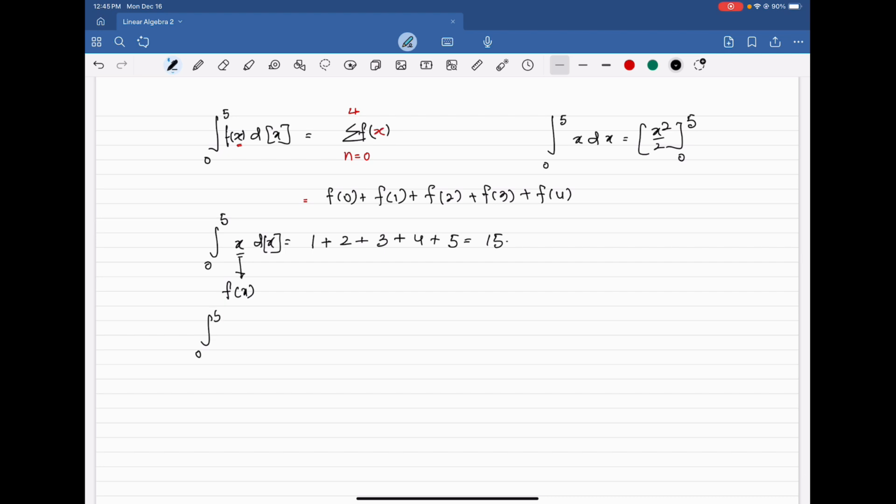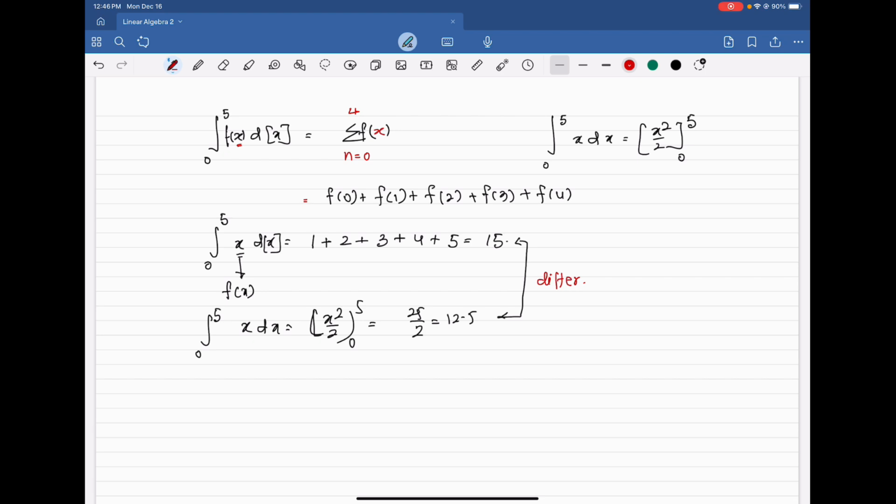Same problem, if we do it with x dx, it will be x squared by 2 from 0 to 5, since it's a continuous function. That is equal to 25 by 2, that is 12.5. Both these values differ. Try to understand the concept.